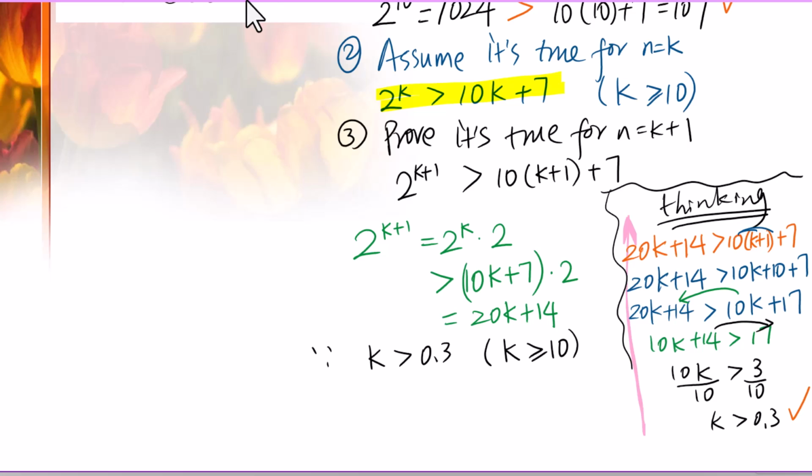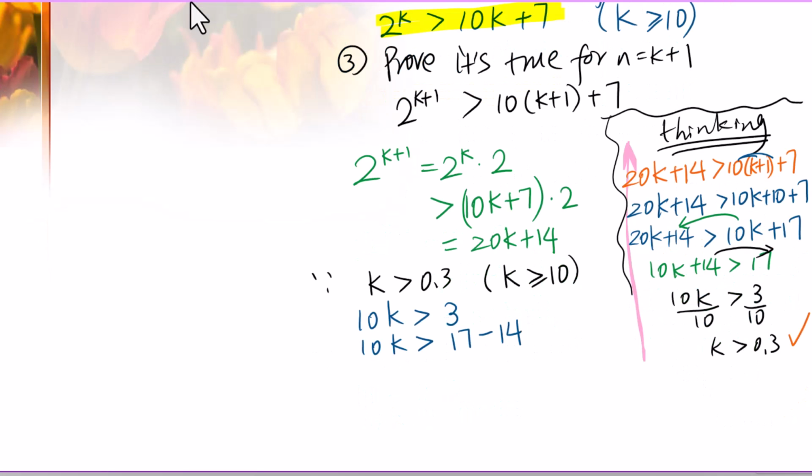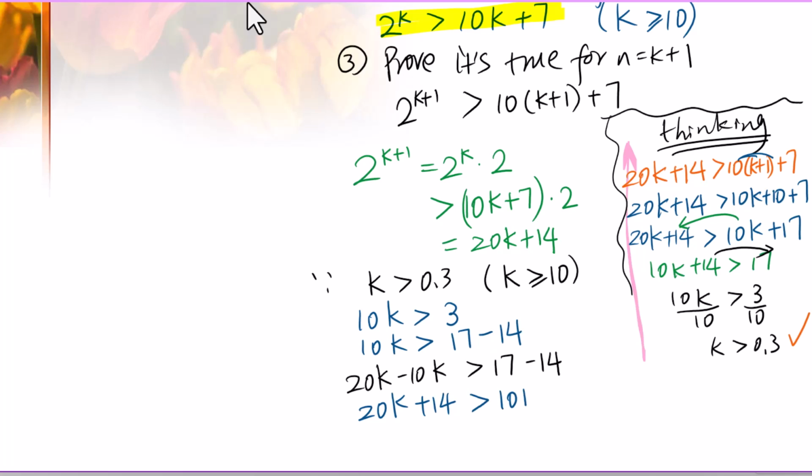Then times 10 both sides. 10k greater than 3. This 3 we will change into 17 minus 14. This 10k we will change into 20k minus 10k greater than 17 minus 14. Add 14 both sides. 20k plus 14. At the same time, we add 10k both sides. 10k plus 17. Then we will change this 17 into 10 plus 7.